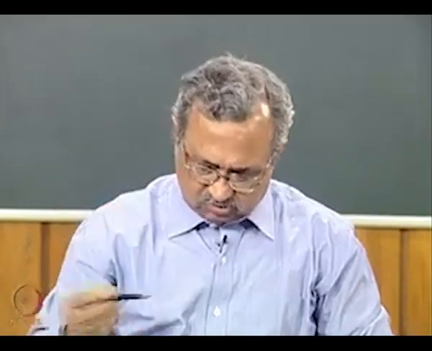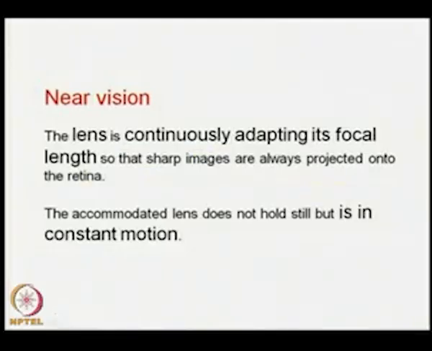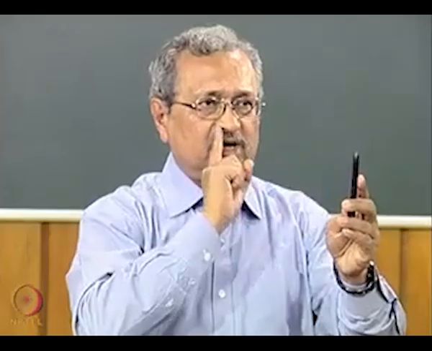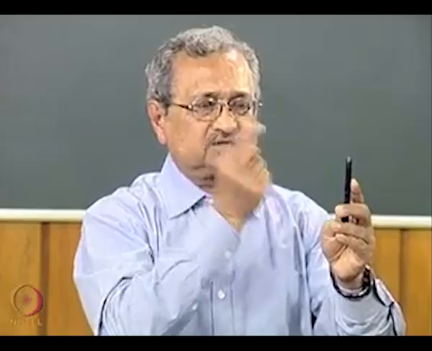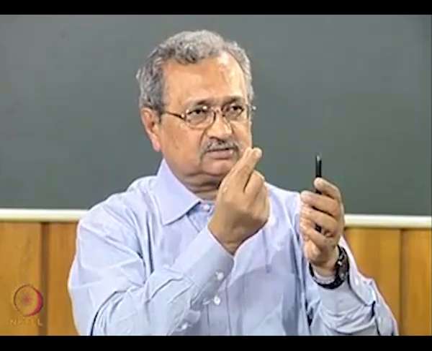With near vision, the lens is continuously adapting its focal length so that sharp images are always projected onto the retina. The accommodated lens does not hold still, but is in constant motion. When we are concentrating on one point or one object, our lens is not in the same position. It is always in constant motion, always adapting.